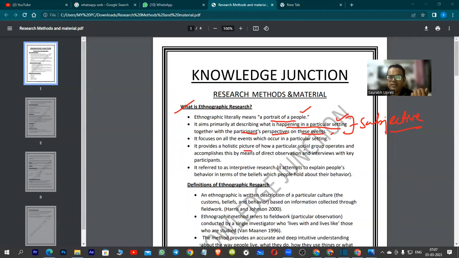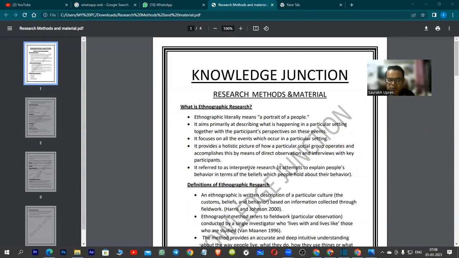It provides a holistic picture of how a particular social group operates and accomplishes this by means of direct observation and interviews with key participants. Okay, so one thing which is very important is that direct observation is there in ethnographic research, and also interviews with key participants. That is also very important. Okay, so basically sampling also comes here. We know that probability sampling and non-probability sampling. Okay, so key participants means non-probability sampling. That means you are selecting the samples yourself. Okay, so that is also there.